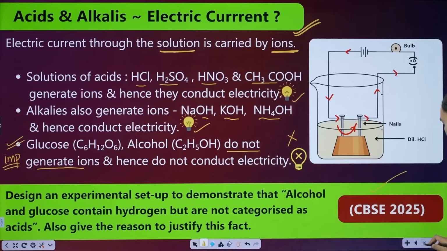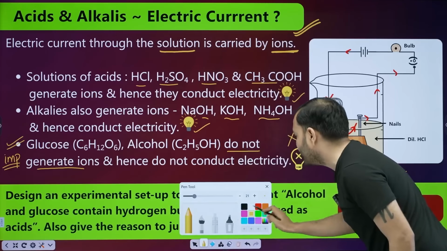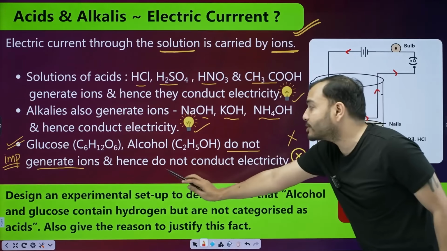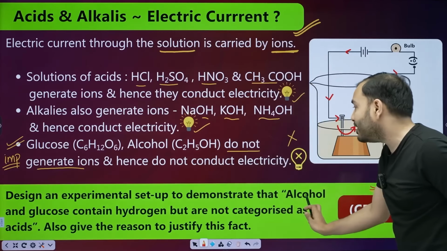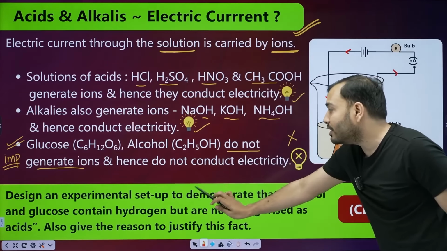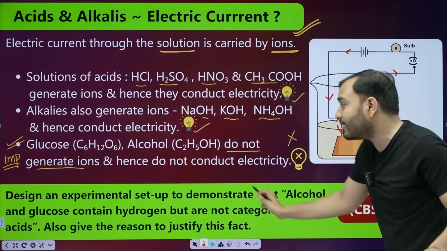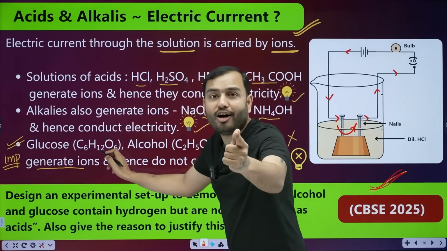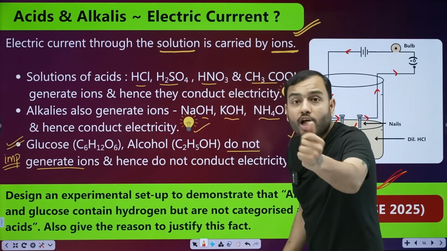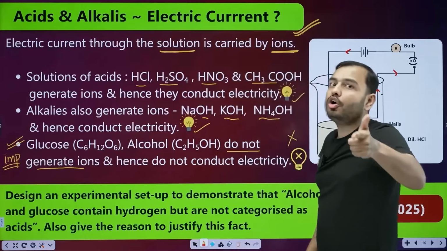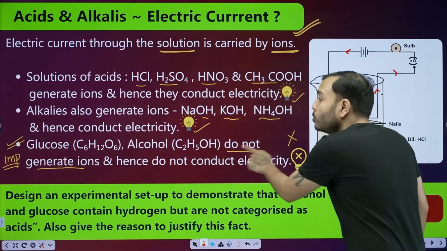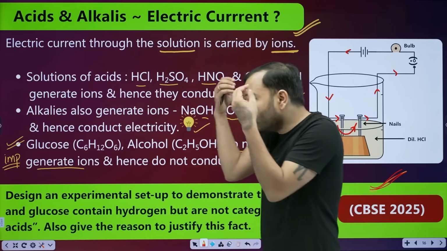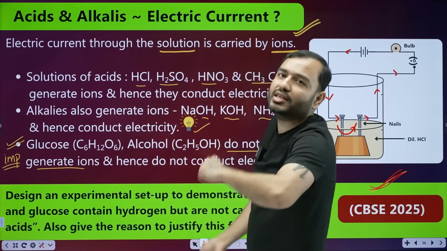CBSE 2025. Sir, you must have taught this. Look at last year, same page. CBSE 2025, this question came, the claim question: design an experimental setup to demonstrate that alcohol and glucose contain hydrogen but are not categorized as acids. Does glucose have hydrogen? Yes. Does alcohol have hydrogen? Yes. But this is not acid. They are not acidic because they don't generate ions. They don't give H+ in aqueous solution. So everything that has hydrogen is not necessarily acid, beta.